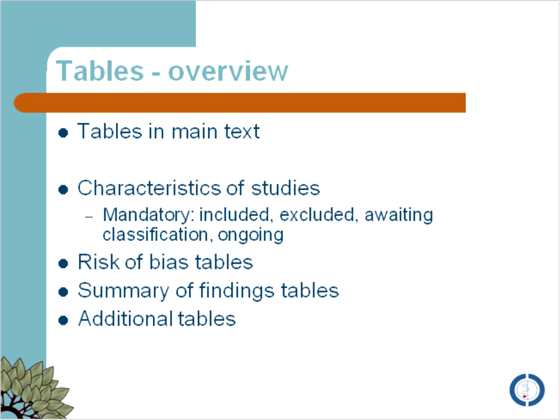So that's pretty much the characteristics of included studies in a nutshell. It's fairly straightforward. The next item that I want to show you is the risk of bias table. Okay, and here's a sample of one that is outlined.